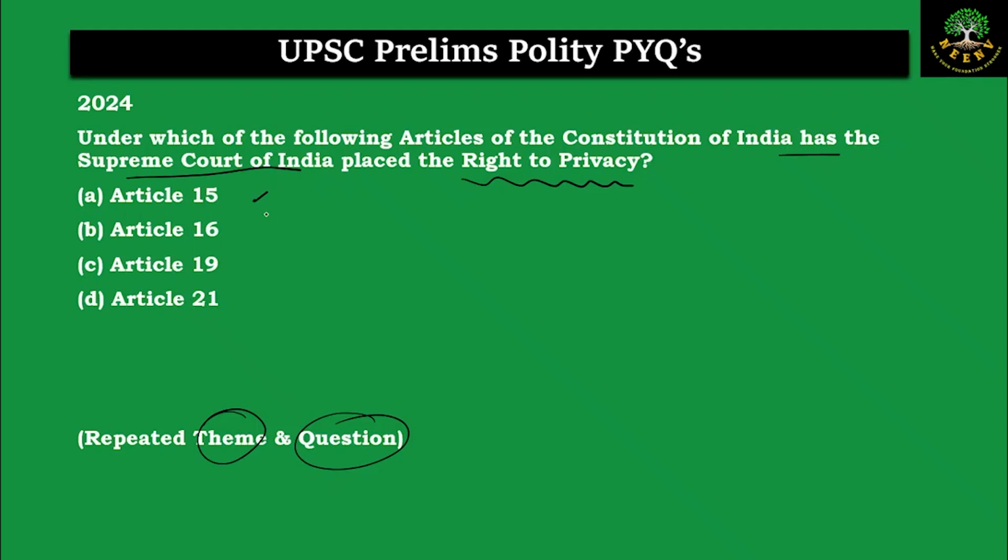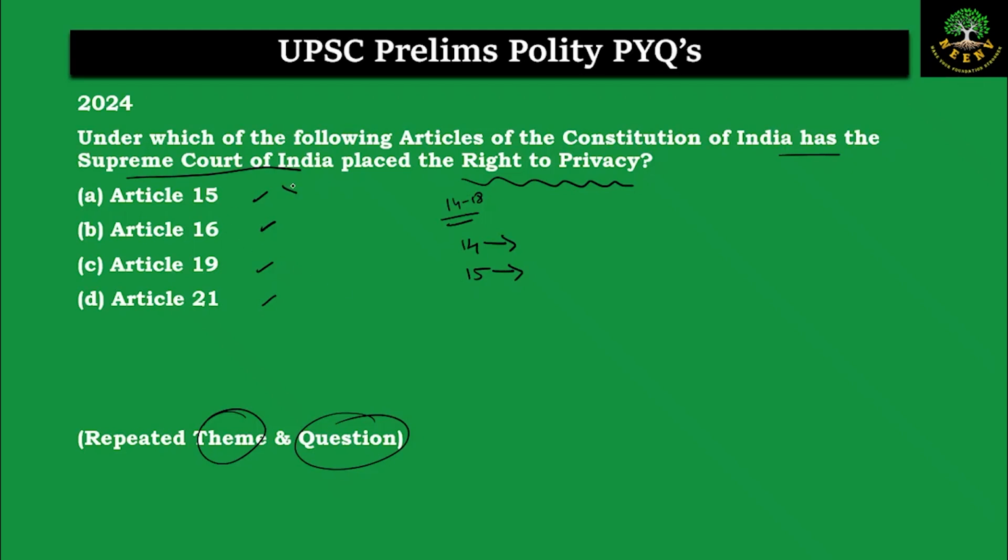Under Article 15, Article 16, Article 19 and Article 21. So now we have to recall what are the relevant articles and what were the provisions in the Constitution. If you remember, right to equality starts from 14 to 18. So in 14 we have equality before the law and the equal protection of laws. In 15 we have the prohibition of discrimination based on race, religion, caste, etc.